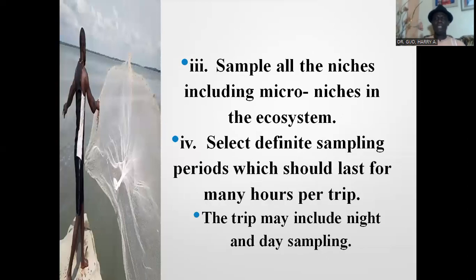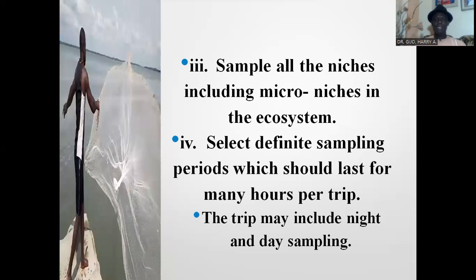Then the third is that you should sample all niches in the area, including micro niches. Samples should be collected from all niches, including micro niches in the ecosystem. So, for instance, if we want to collect samples from this water body, it's not good to collect samples from just the middle of the river or to sample certain areas, maybe mud flats, and leave out some other very important micro niches. All niches should be sampled so that species that are found in such niches can also be collected.